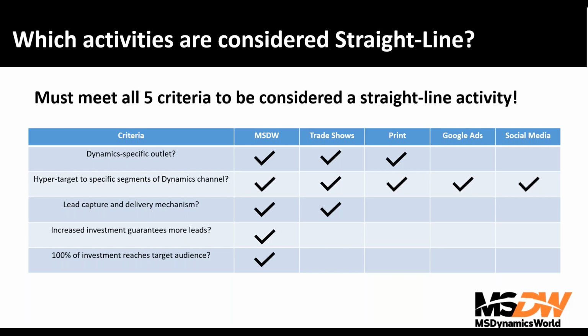Now, as an example, if you look at trade shows, they don't meet 2 of the most important straight line criteria. An increased investment in a trade show does not guarantee that you'll see an increased amount in leads. Just because, let's say, you choose to pay $35,000 to get a bigger booth this year or pay to send more staff to man the booths, it doesn't mean you'll see an increase in leads over the previous year. Because with trade shows, there are just too many variables.